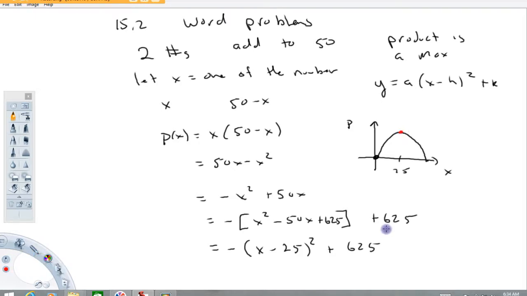All right, so that maximum product is 625, and that first number is this value, 25. So x must be 25. There's our first number, because that is the value of x that gives us the maximum product, and that maximum product is 625. So I'm going to say that problem is done. I think what I'll do is try to get a couple, three of these in one video, but I'm going to take a moment, pause this, and set up the other one.